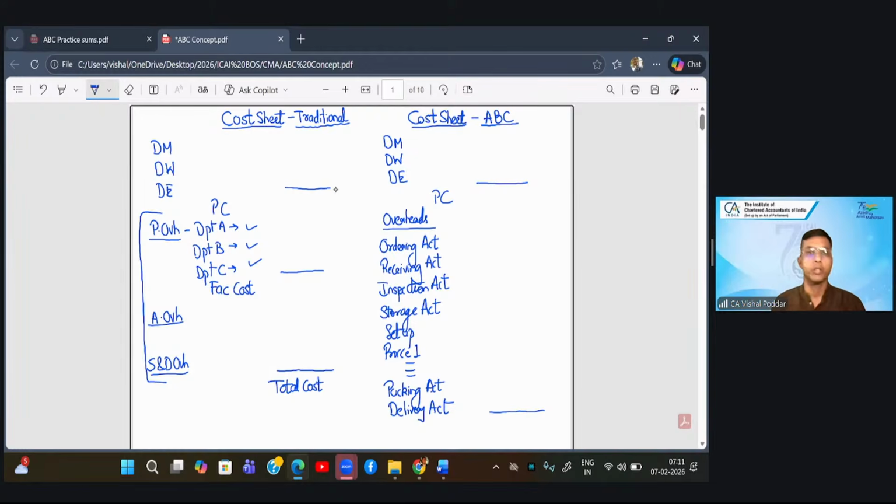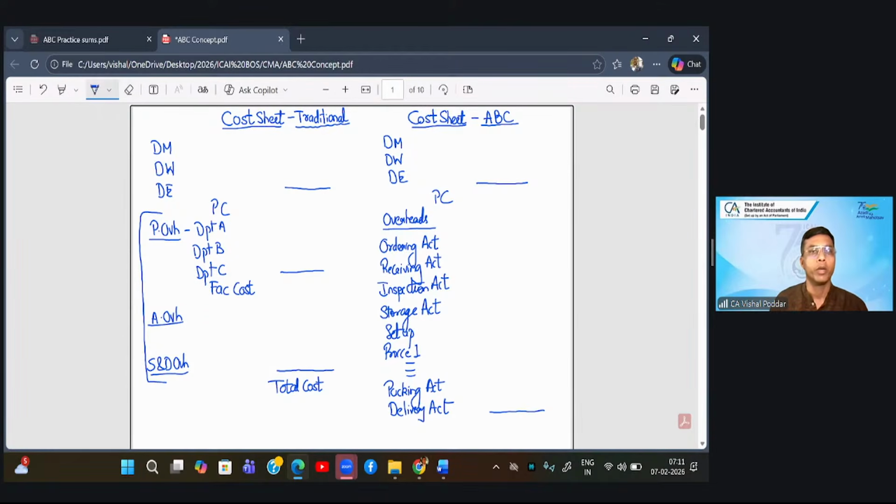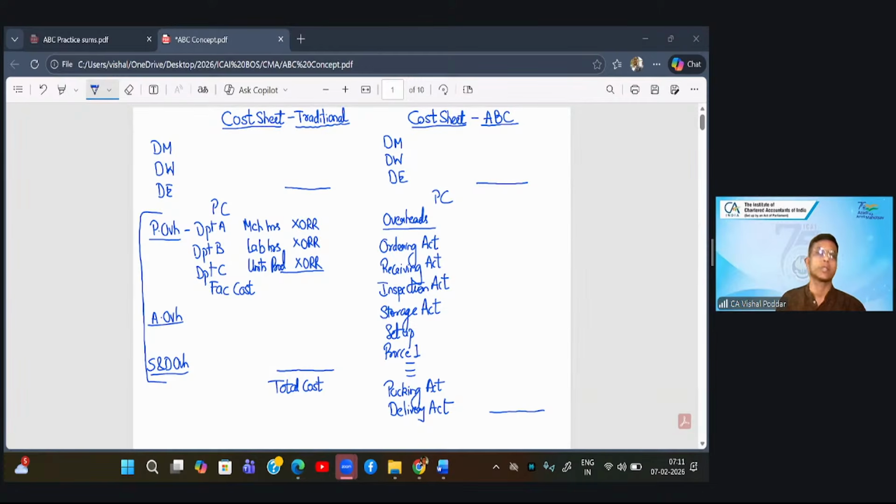Now, what is the difference? The difference is, in our earlier method, what we studied till the previous class, we were charging overheads using departmental rates. How? For every department, we have computed some rate which is called the ORR. And for every department, you have a basis. So continuing the same example, let us say here the basis is machine hours, here the basis is labor hours, here the basis is units produced.